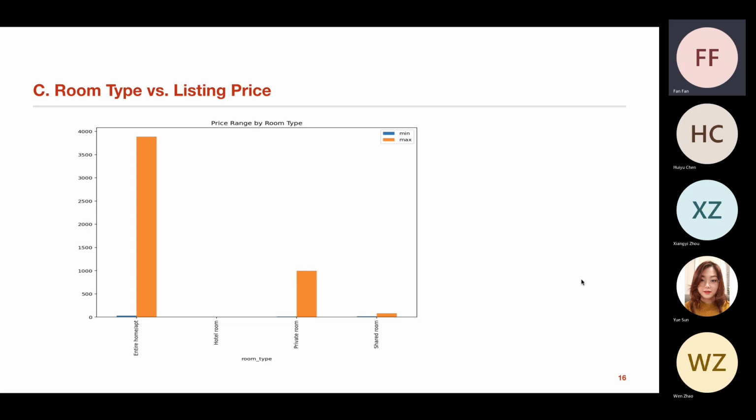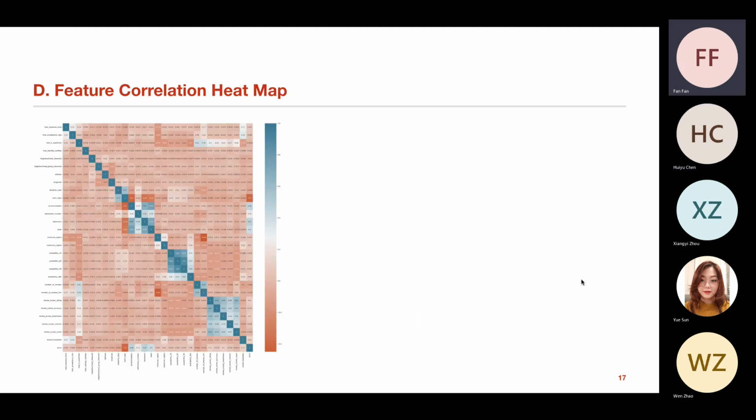The minimum is only $13 and the maximum is around $1,000. However, the shared room rate is quite flat, with a minimum of only $16 and a maximum of $80. This is a more stable price range with no dramatic difference based on the location or the condition of the house. So overall, we can see that the room type is highly relevant to the listing price.